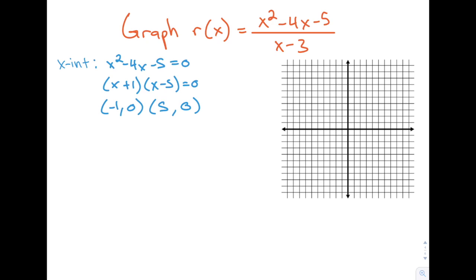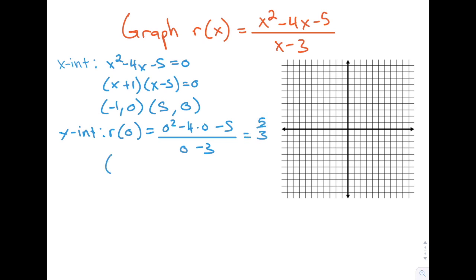For the y-intercept, we plug in 0 for x. So we have 0 squared minus 4 times 0 minus 5 over 0 minus 3, which gives us positive 5 thirds, and the coordinate pair 0, 5 thirds. For the vertical asymptote, obviously, looking at the denominator, the vertical asymptote will be x equals 3.